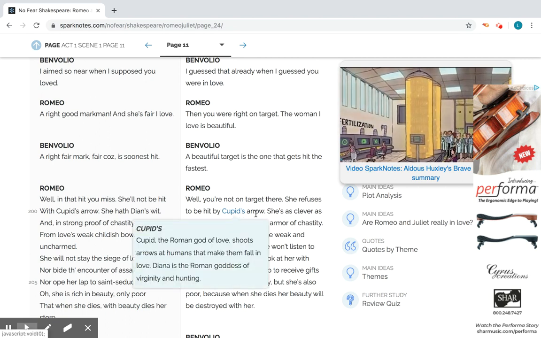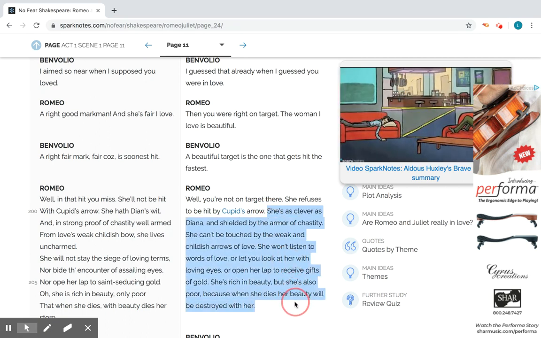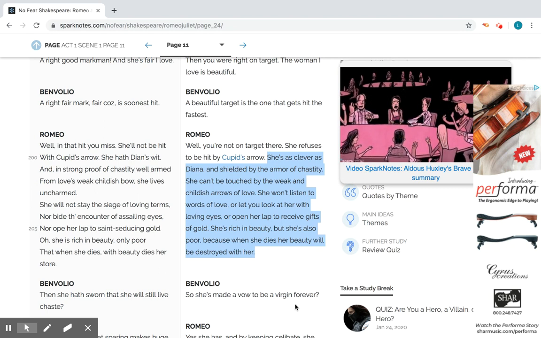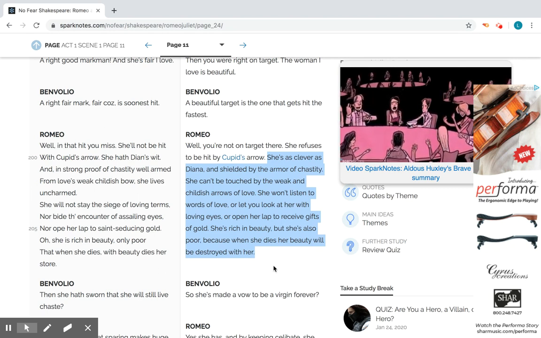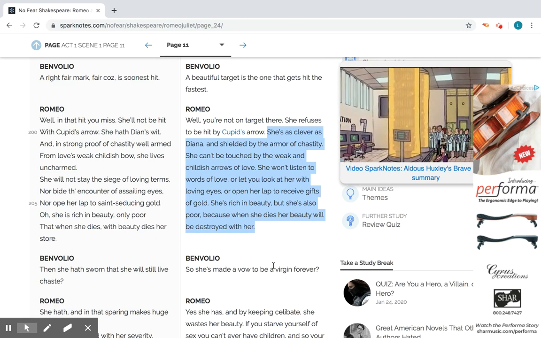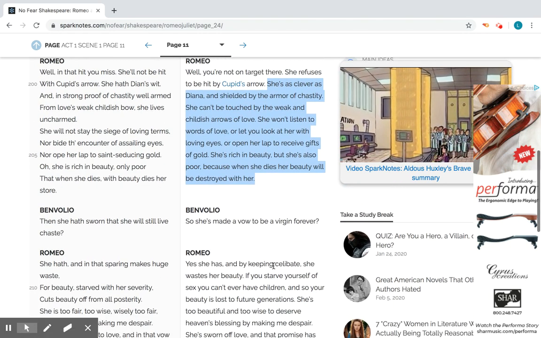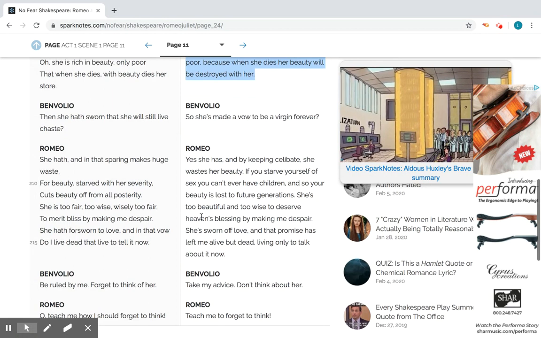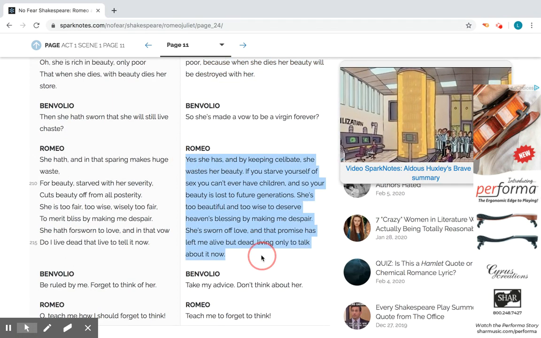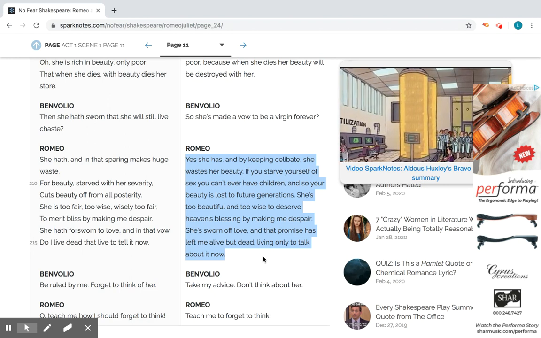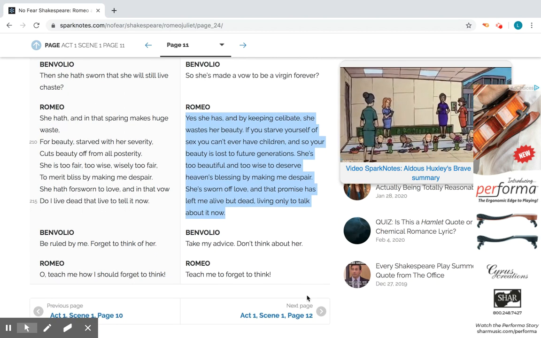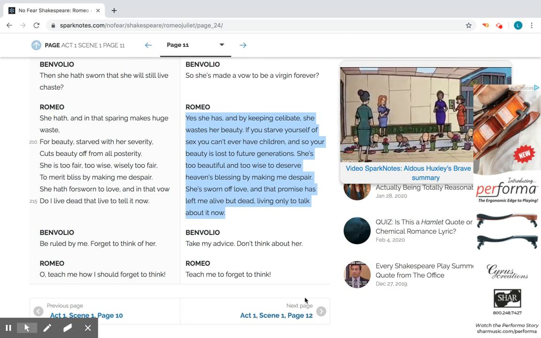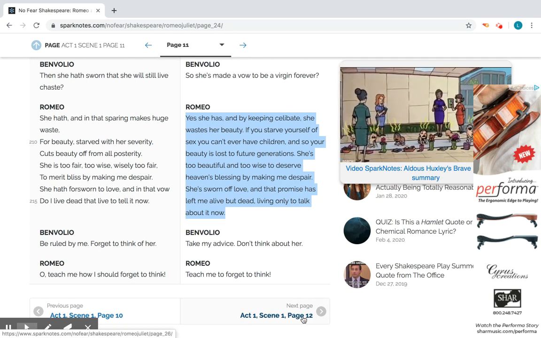She'll not be hit with Cupid's arrow. She hath Dian's wit, and in strong proof of chastity well armed, from love's weak childish bow she lives unharmed. She will not stay the siege of loving terms, nor bide the encounter of assailing eyes, nor ope her lap to saint-seducing gold. Oh, she is rich in beauty, only poor that when she dies, with beauty dies her store. Then she hath sworn that she will still live chaste? She hath, and in that sparing makes huge waste. For beauty starved with her severity cuts beauty off from all posterity. She is too fair, too wise, wisely too fair, to merit bliss by making me despair. She hath forsworn to love, and in that vow do I live dead that live to tell it now.